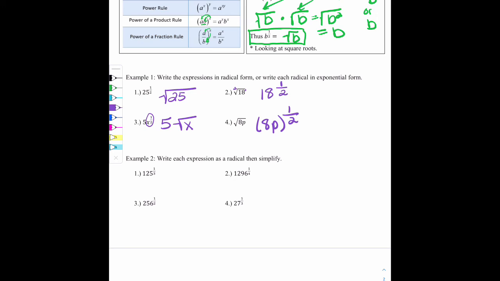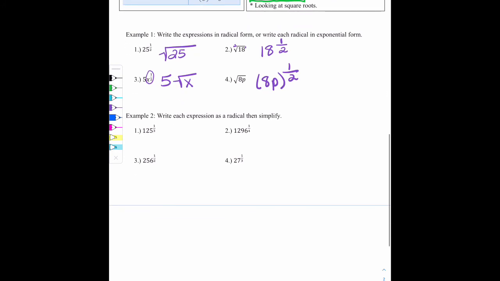Okay? Now let's take a look at example 2. Write each expression as a radical and then simplify it. So we're actually going to simplify our expressions when we're done. And I'll talk to you again on the calculator about what to do for certain roots. So 125 to the 1/3 power means we're going to take the cube root of 125. So that means what number times itself 3 times gives you 125? That answer is 5.